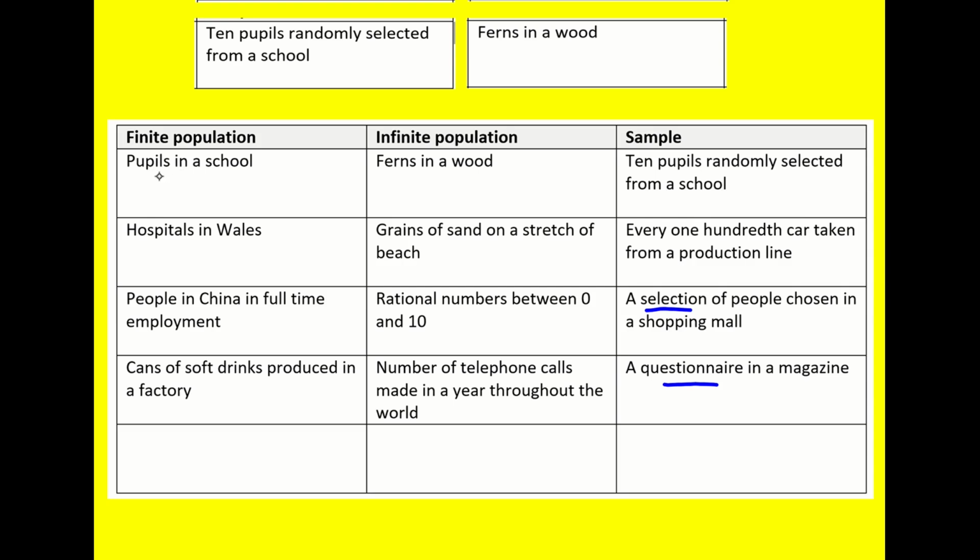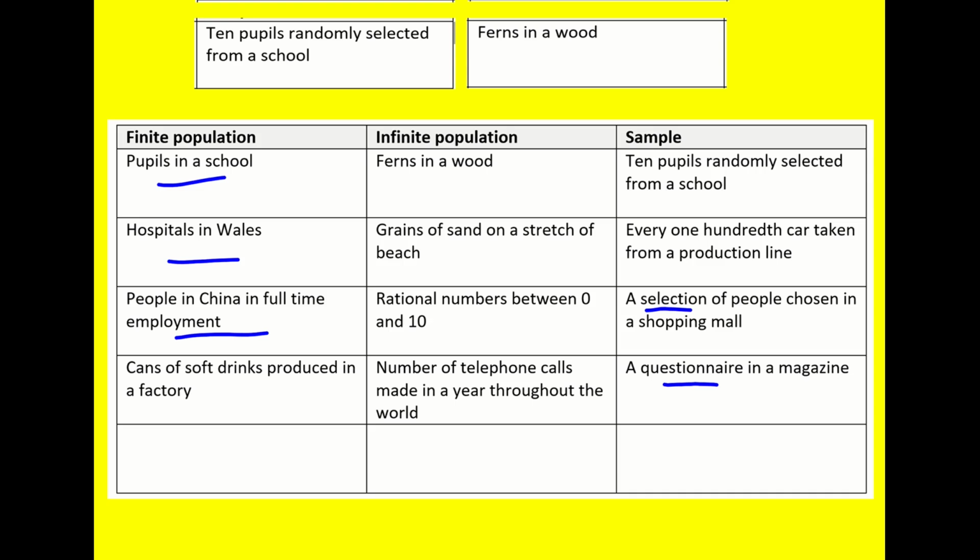Finite population. Okay, you can deal with the pupils in a school. That it might still take a fair bit of time, as with hospitals in Wales. People in China. Okay, there's over 1 billion people in China. That's going to take a while to ask them everything, but it is doable. Cans of soft drink produced in a factory, you could look at all of those.